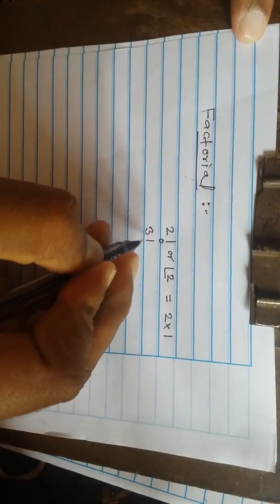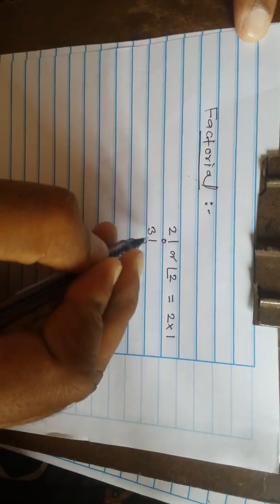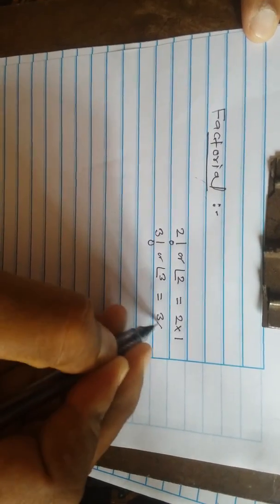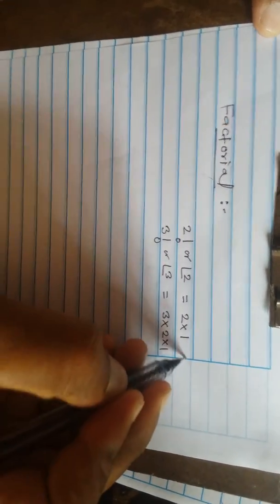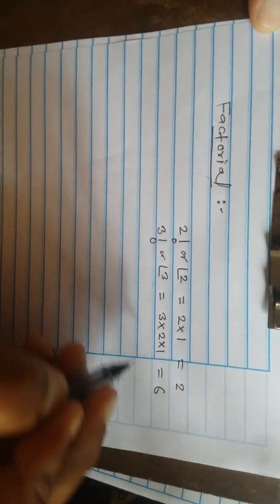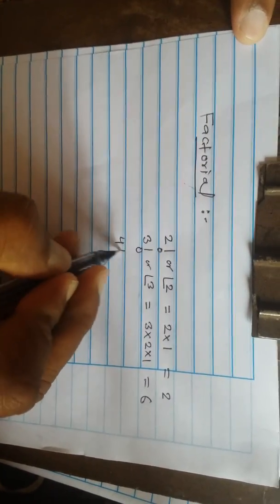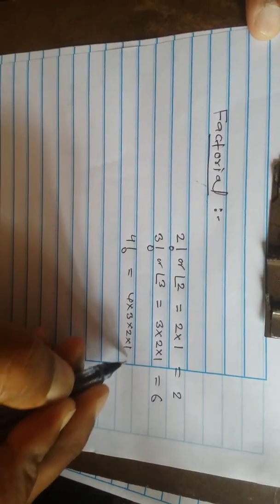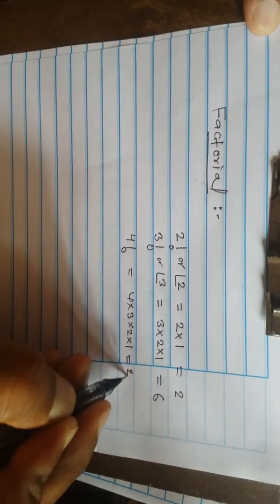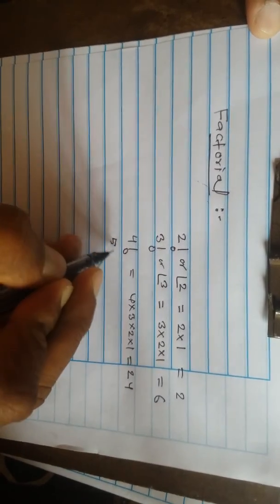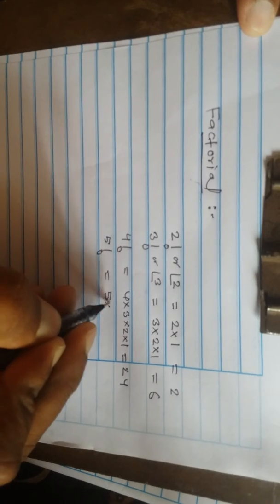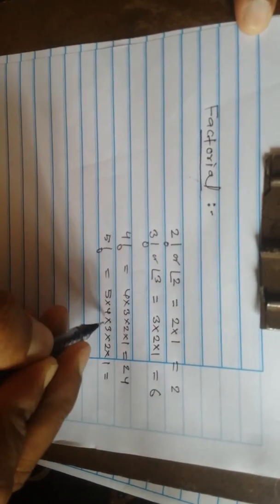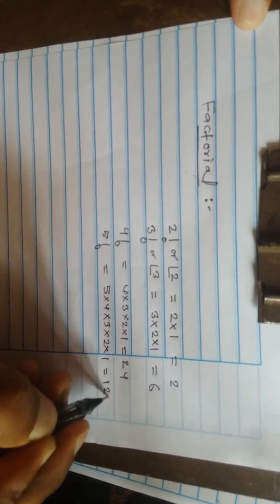Factorial of number 3 is denoted by factorial 3 like this or like this, and this is defined as 3 into 2 into 1. This one is 2, this one is 6. Likewise, factorial 4 becomes 4 into 3 into 2 into 1. This one is 4 3 is 12, 2 is 24. Factorial 5 is 5 into 4 into 3 into 2 into 1. This one is 5 4 20, 3 60, 2 is 120.